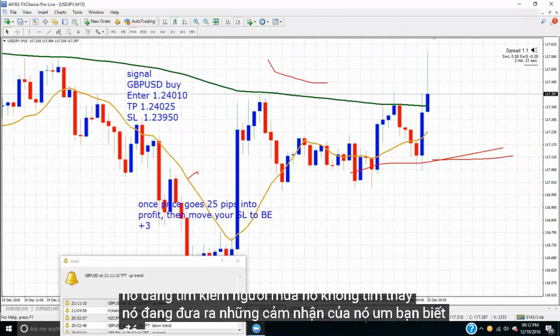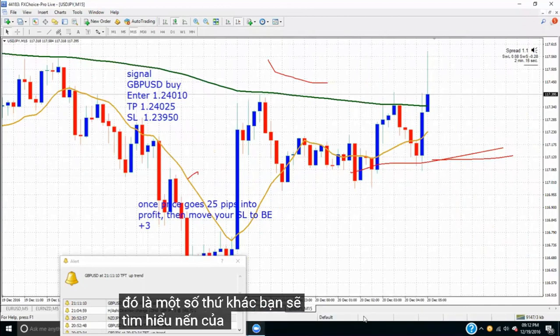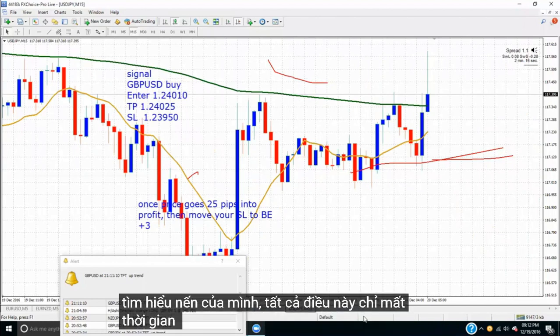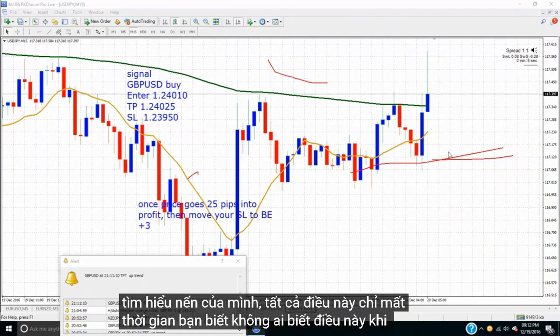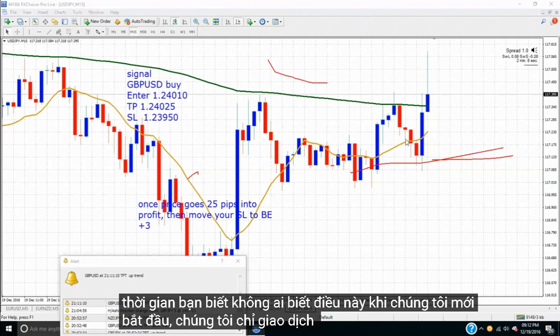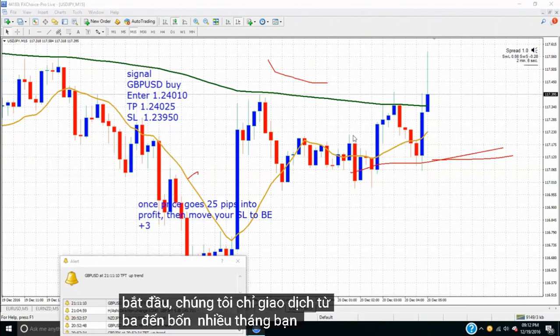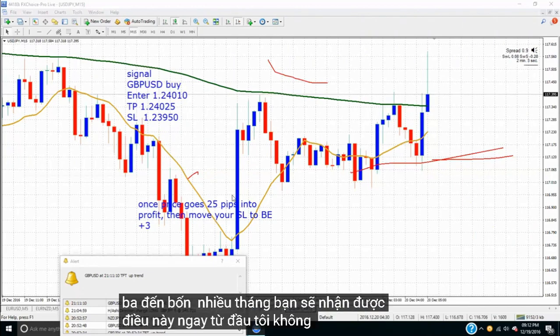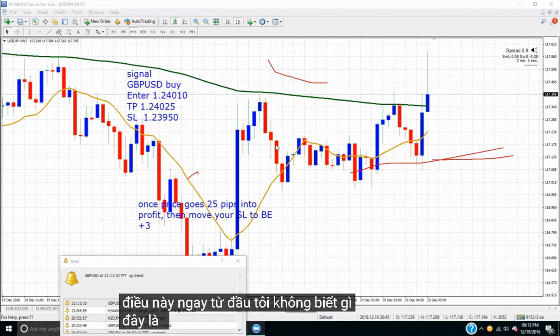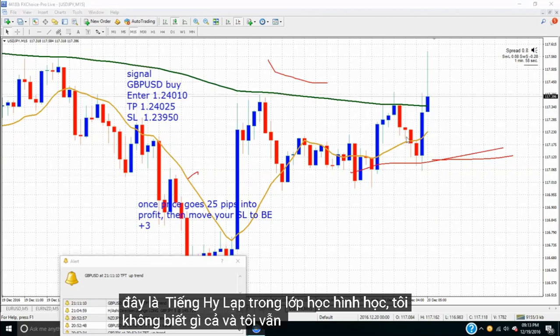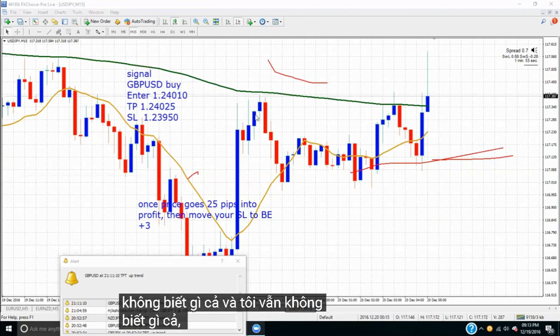That's some other things, is you're going to learn your candles. This all just takes time. Nobody knew this when we first started. I've only been trading, what, 3 to 4 months? You will get this. In the beginning, I knew nothing. This was Greek in geometry class. I knew nothing. And I still don't know anything, okay? I just know a little bit more than you do. That's all.